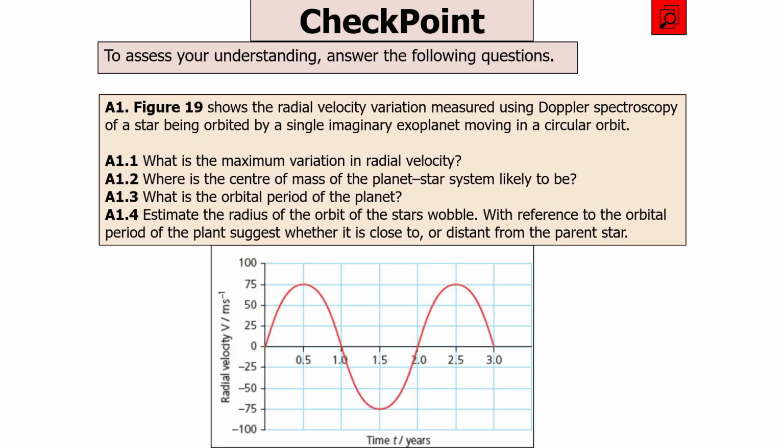The next question says, Figure 19 shows how the radial velocity variation, measured with Doppler spectroscopy, of a star being orbited by a single imaginary exoplanet moving in a circular orbit. What is the maximum variation in the radial velocity? Where is the centre of mass of the planet-star system likely to be? What is the orbital period of the planet? Then estimate the radius of the orbit of the star's wobble. With reference to the orbital period, suggest whether the planet is close to or distant from the parent star.